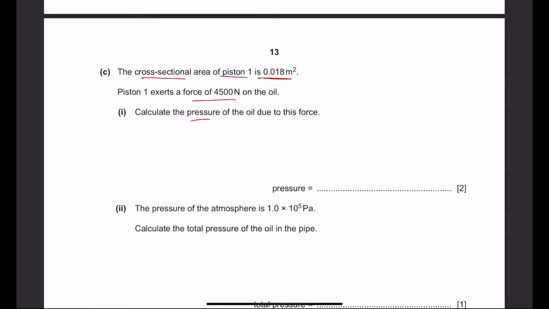So we want to find out the pressure. This is relatively straightforward because pressure is force over area. So that would be 4500 over 0.018, and when you calculate that, we'll get around 250000 pascals. Now this is a large number, so I would like to write it in standard form, although even if you don't, it's not a problem, but do not forget the unit. Either write pascals or you can write Newton per meter square.